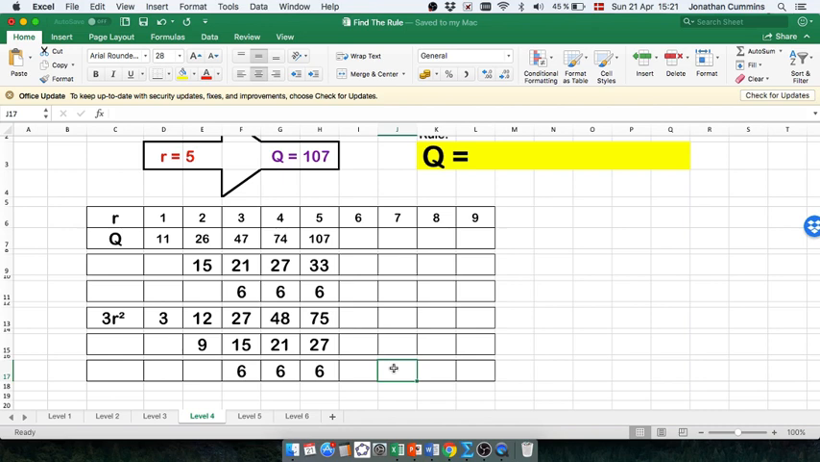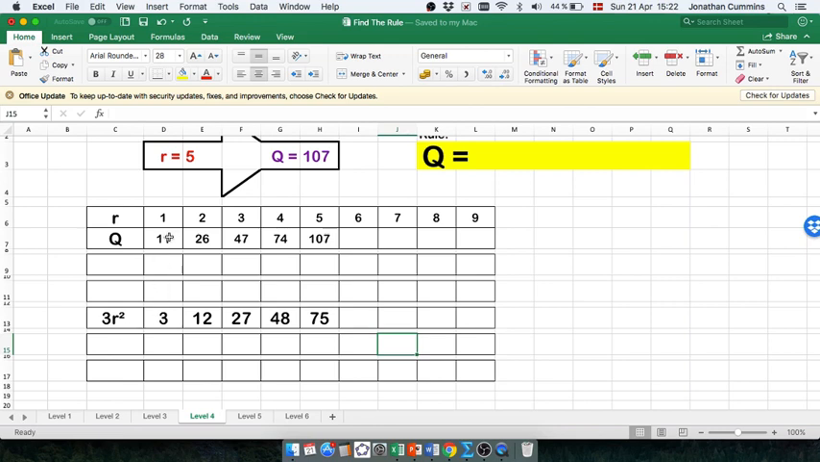So the rule's definitely got a 3r squared in it somewhere, but that's still not the sequence we're looking for. We're trying to achieve a sequence that says 11, 26, 47, 74, and 107, but we've only achieved a sequence that goes 3, 12, 27, 48, 75. Well, let's have a look now at the difference between the sequence we're trying to achieve and the sequence we're getting. So from the rule 3r squared, we're getting 3 for the first one.